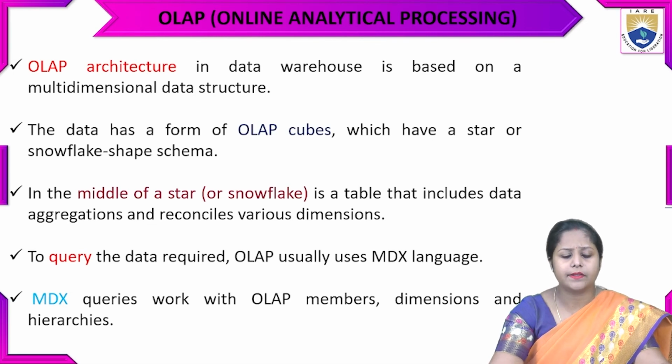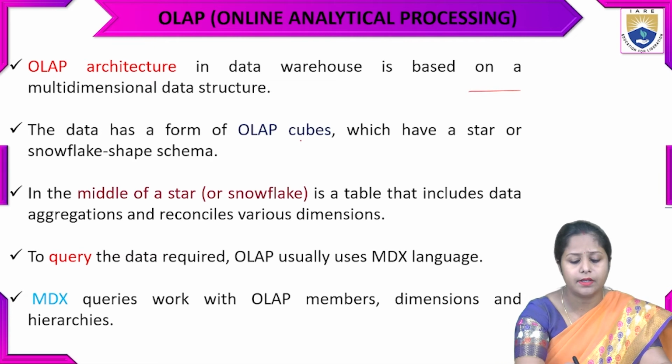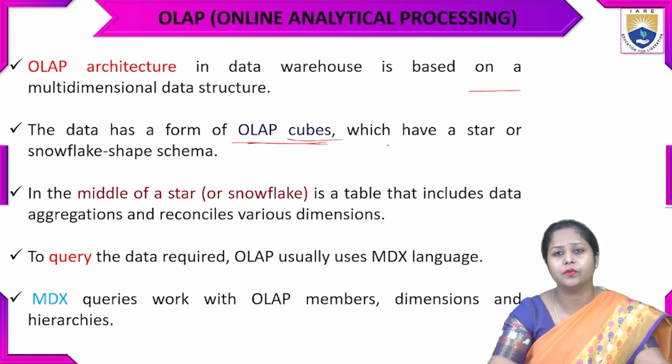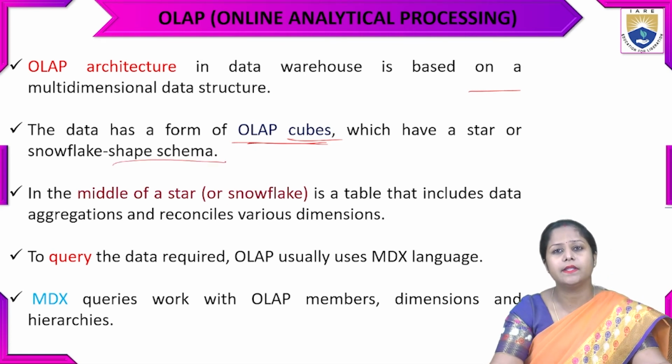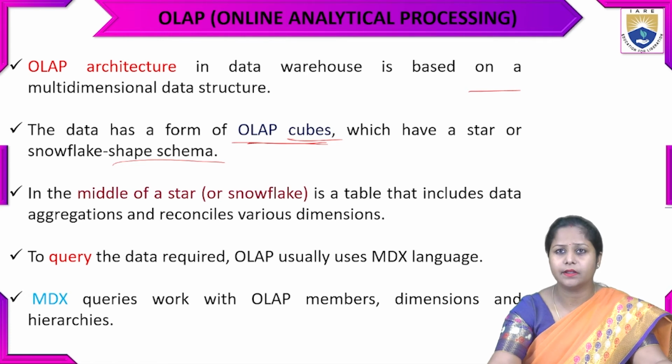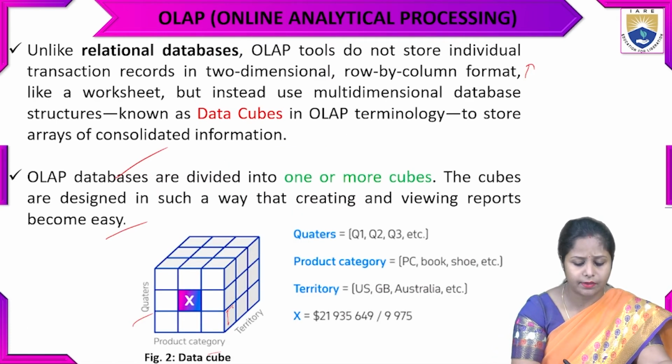The OLAP architecture in a database is based on a multidimensional data structure. So the data has the form of OLAP cubes. We have seen the OLAP cubes, which have a star or snowflake shape schema. So here, if we look at the data cube, it is this one cube.